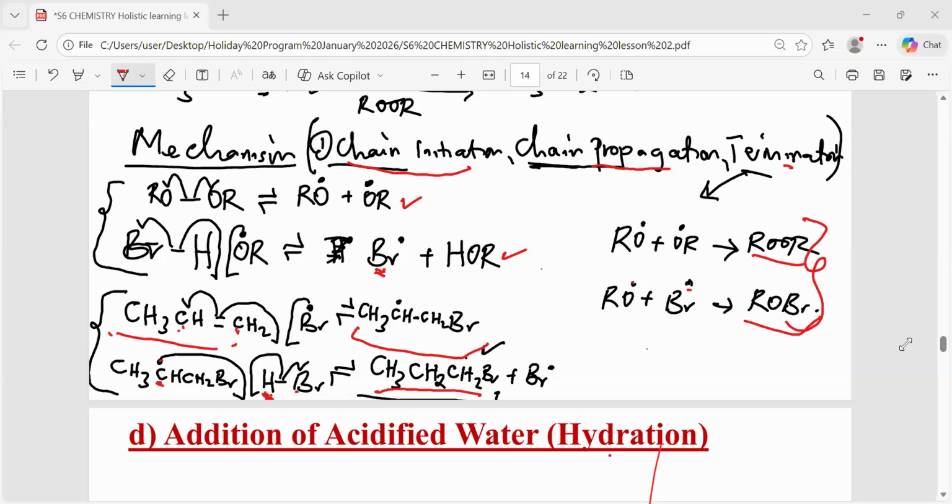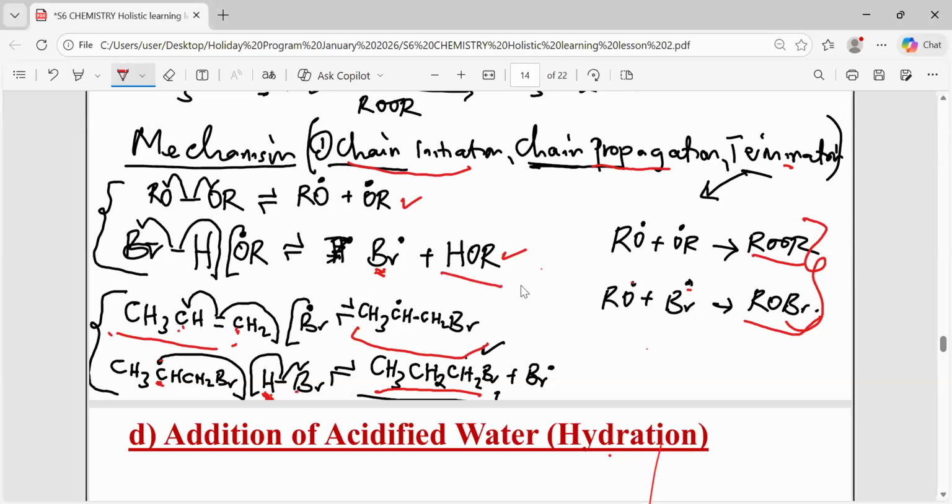Okay. Mugisha? Thank you. Yes, sure. Yes, please. So on the second equation, I'm seeing the HOR, but on the termination step, I'm not seeing it. Where has it gone? No, here you're seeing HOR. But on termination, you're not seeing what? I'm not seeing it. Where has it gone?